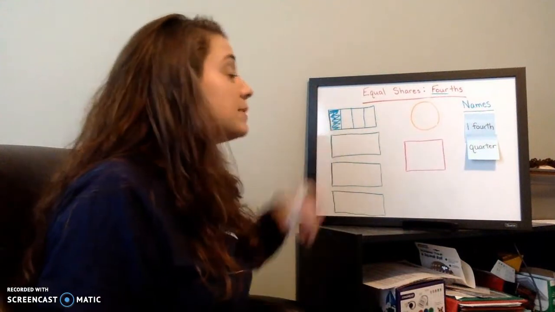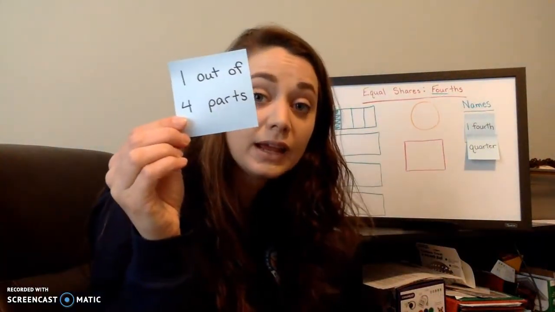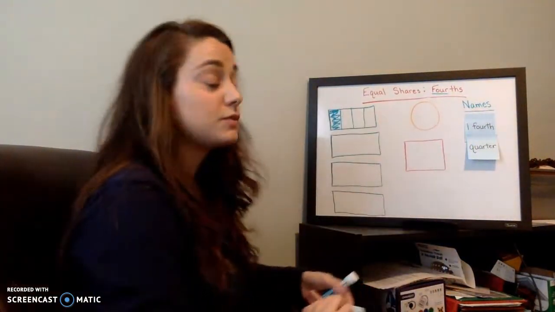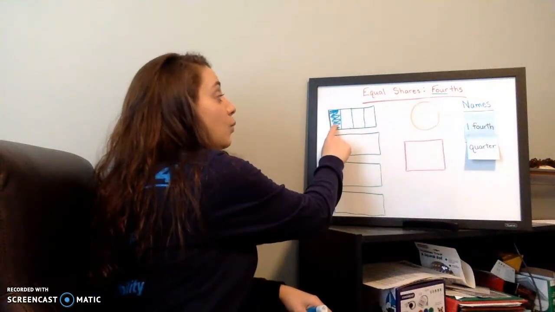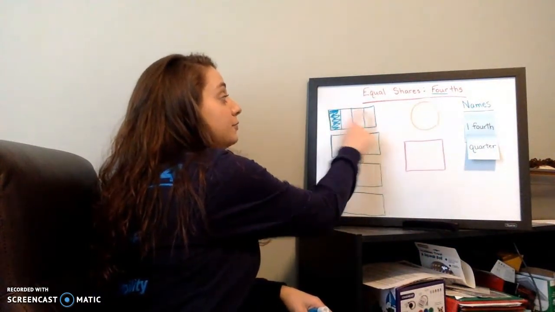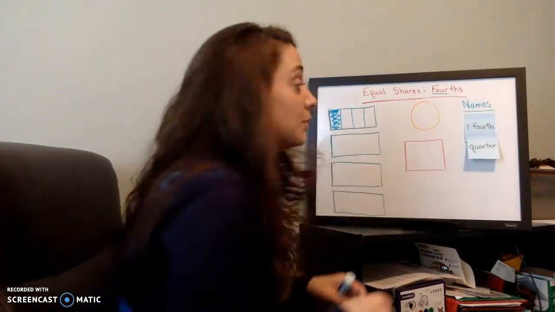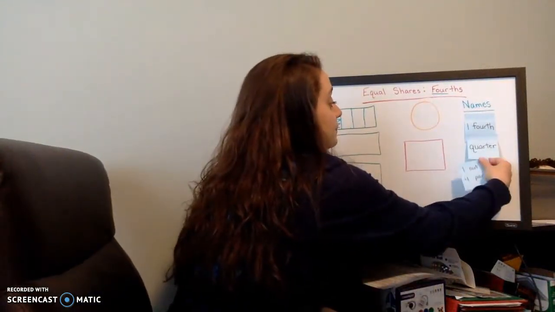And the last name we have for equal shares, whenever we split into four pieces, for my piece would be 1 out of 4 parts. Because if you look at that cracker, I'm only taking one piece out of the 4 parts that we split it up into. So I could call it that as well.